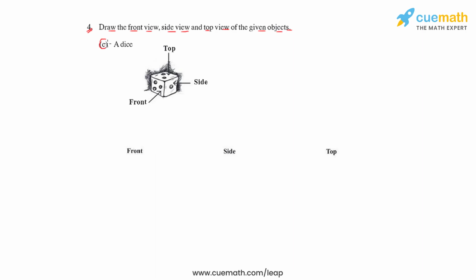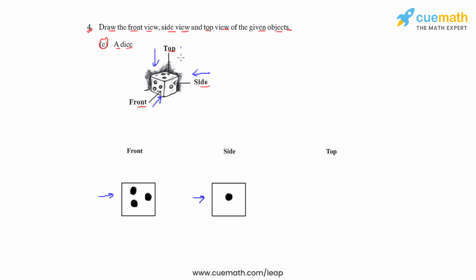So object E of the question represents a dice with its top, front and side view already marked. If we observe the front side of the dice, we'll see that it represents a square face with three dots as we see here in the figure. Again, if we see the side view, we see a square face with one dot, and if we observe the top view of this dice, we'll again observe a square face with two dots. So these are the three different views of this dice. And now let us move on to the next object of the question.